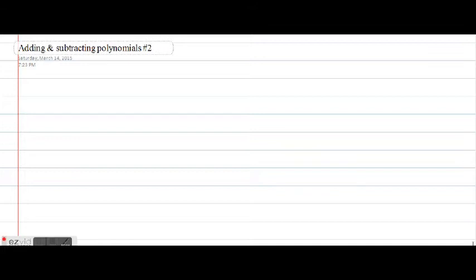So, second day of adding and subtracting polynomials. And all I want to do today is just get some practice adding and subtracting polynomials. So let's just start off right away with some problems. The directions are going to say find the sum. Sometimes they're just going to say simplify. So whatever directions you see.